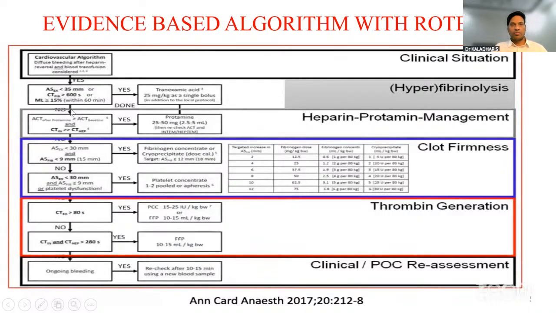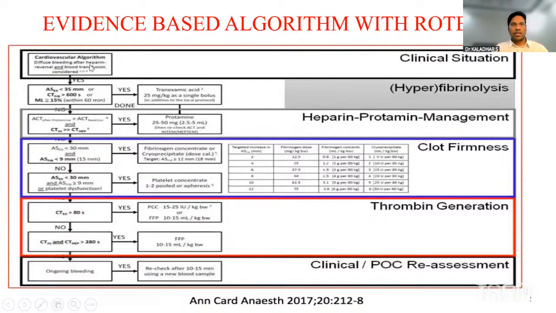In most of the studies I come across, where an algorithm-based anticoagulation strategy was compared to a non-algorithm-based one, the algorithm-based one fared well. The decision is much better depending upon where the patient stands in the algorithm, and the particular problem can be tackled. So I think everybody can develop their own institutional algorithm, comparing with different algorithms.